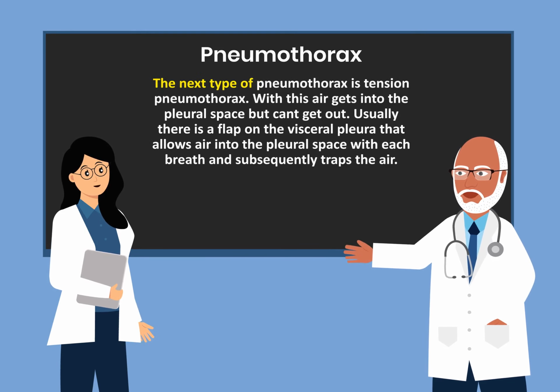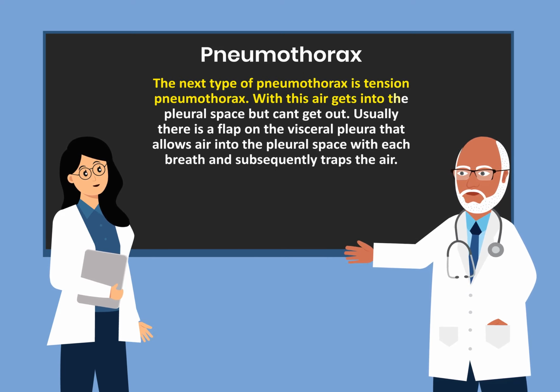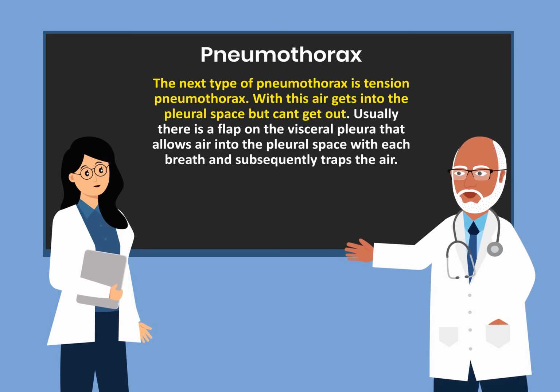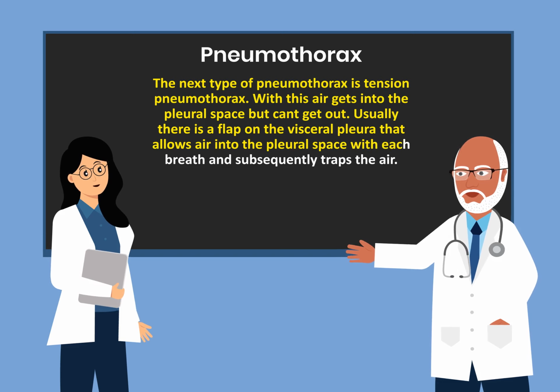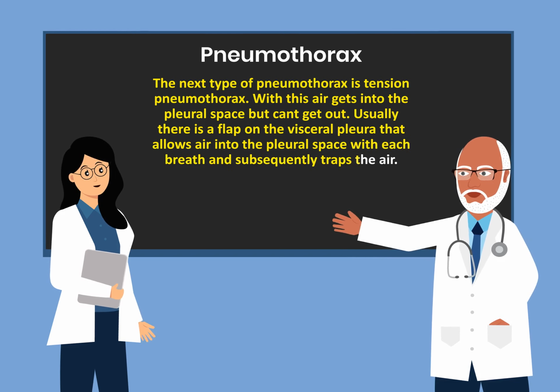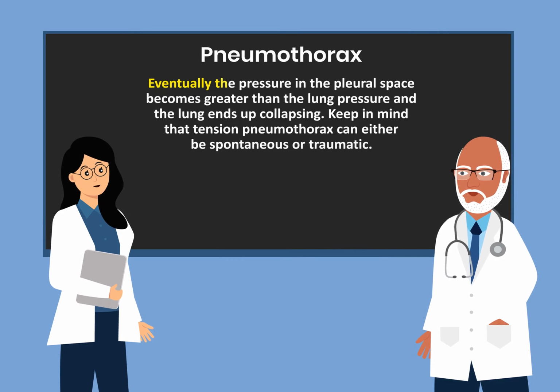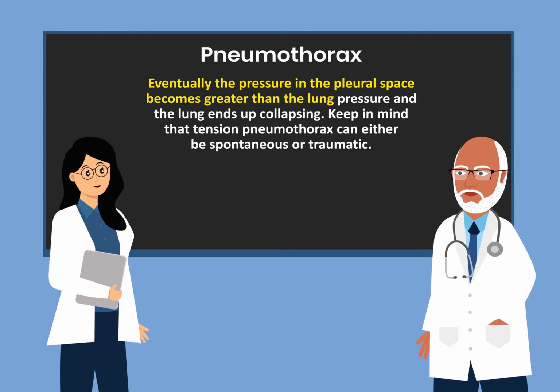The next type of pneumothorax is tension pneumothorax. With this, air gets into the pleural space but can't get out. Usually, there is a flap on the visceral pleura that allows air into the pleural space with each breath and subsequently traps the air. Eventually, the pressure in the pleural space becomes greater than the lung pressure, and the lung ends up collapsing. Keep in mind that tension pneumothorax can either be spontaneous or traumatic.